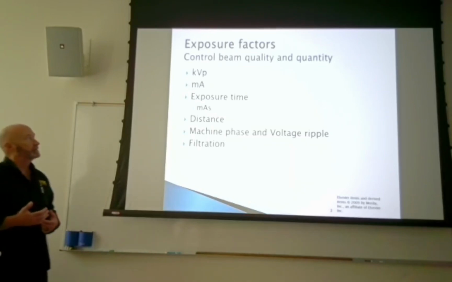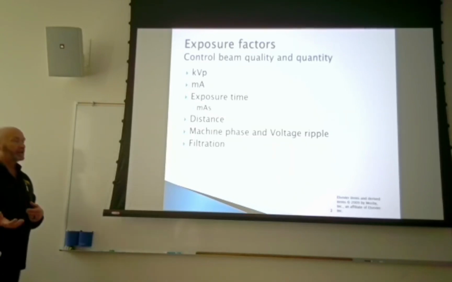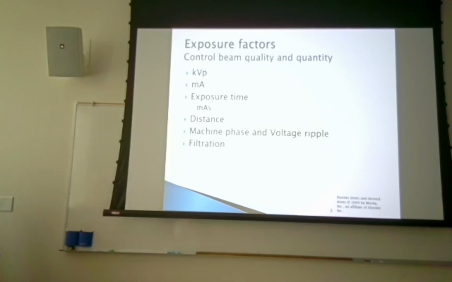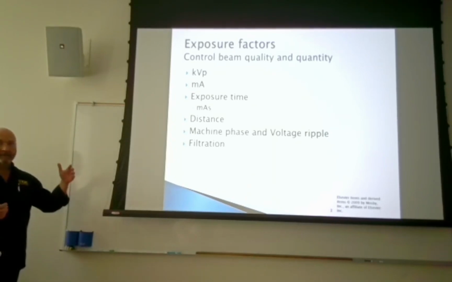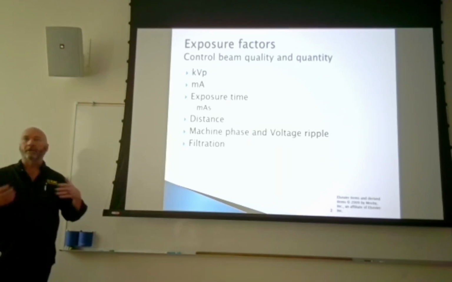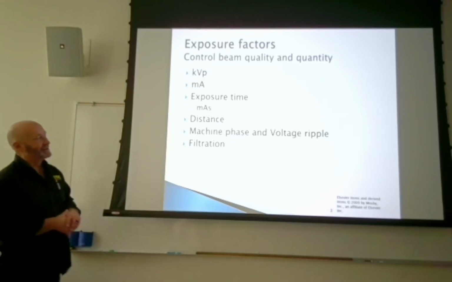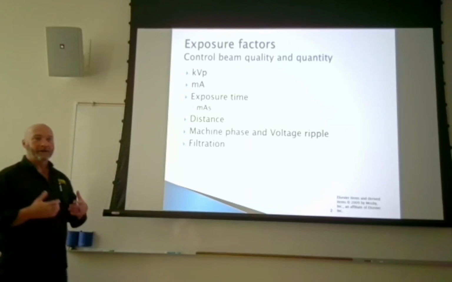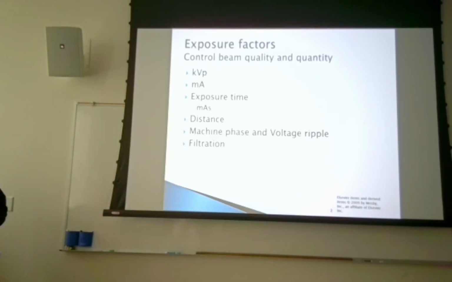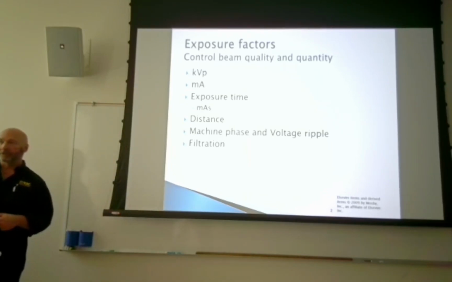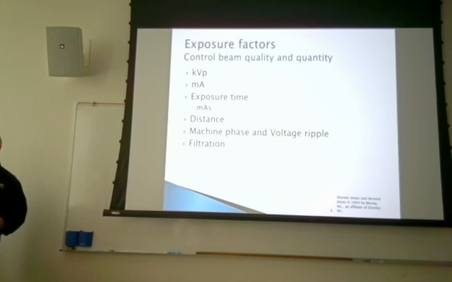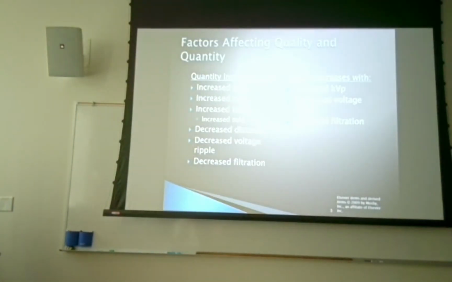So what we're going to talk about is the control of beam quality and quantity, and how each one of these things affects quality and/or quantity, because some will affect some and some will affect others, but not all of the above. We're going to talk about each one of these and how it affects the Brems spectrum. Brems spectrum is really the output of the X-ray tube as you adjust these different things, right? So it's just a visual for them.